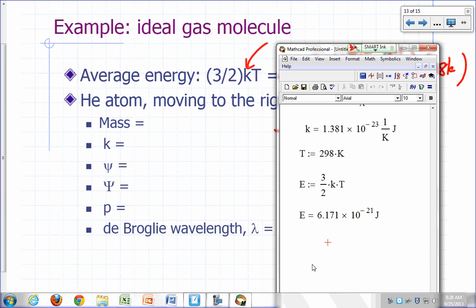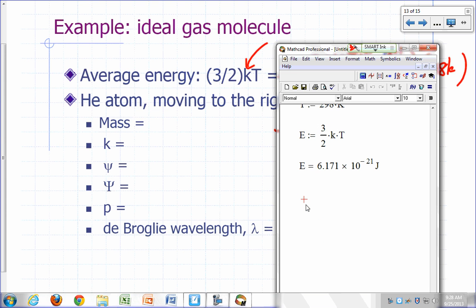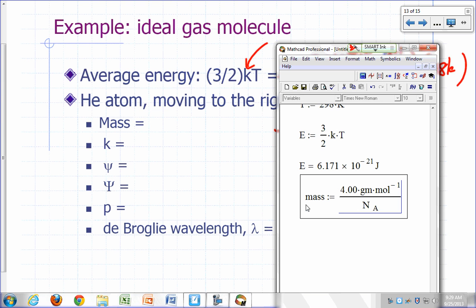Okay, what's the mass of our helium atom? Let's say our helium atom is our ideal gas atom. Mass of helium is 4.00 grams per mole, right? Now let's express that in kilograms per atom. So divided by Avogadro's number, 6.02 times 10 to the 23rd per mole. That would get rid of per mole, so that's grams.